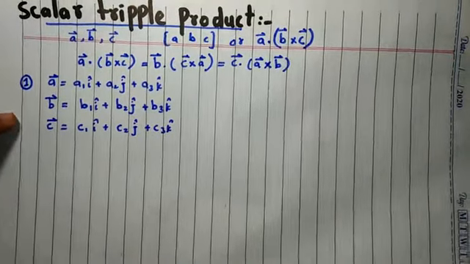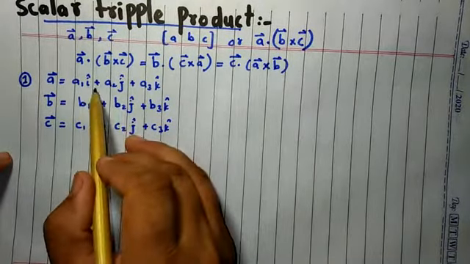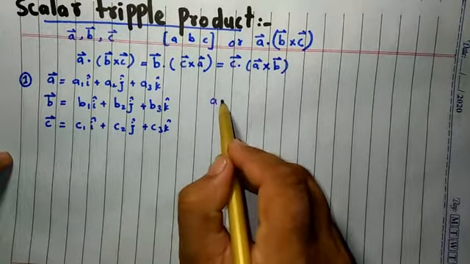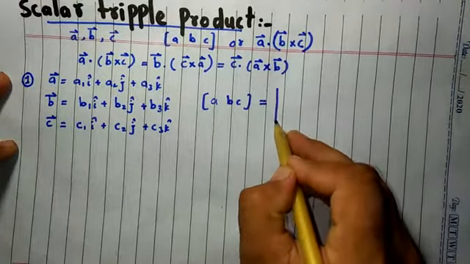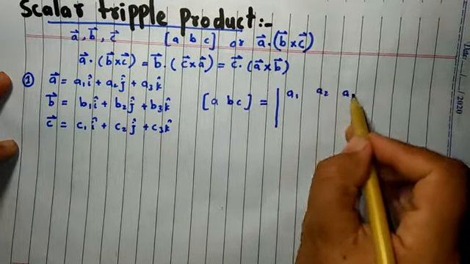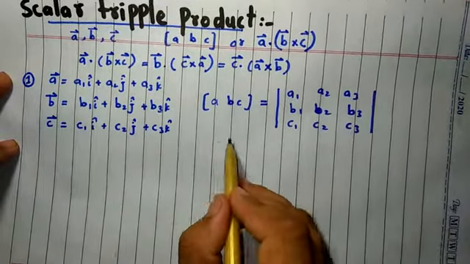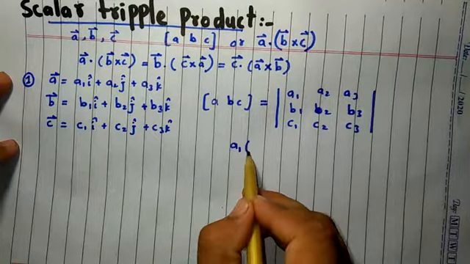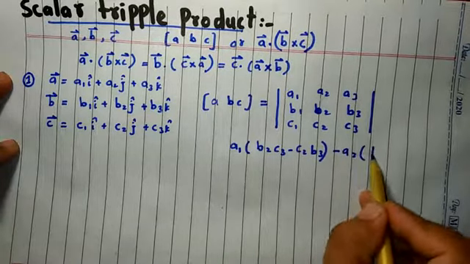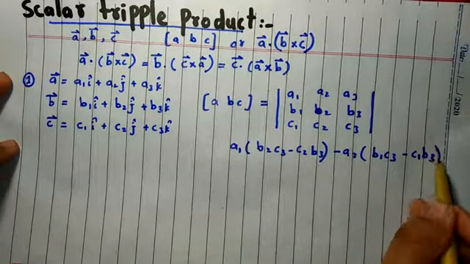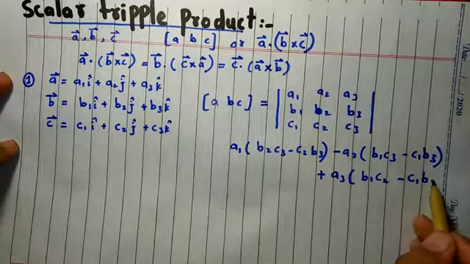And if we are here to solve this product of three vectors, then if A is in unit vector i, j, k, B and C, then scalar triple product of three vectors will be equal to the mod of the determinant A1, A2, A3, B1, B2, B3, C1, C2, C3, and simply expand this, so it will be equal to A1 (B2 C3 minus C2 B3) minus A2 (B1 C3 minus C1 B3) plus A3 (B1 C2 minus C1 B2).